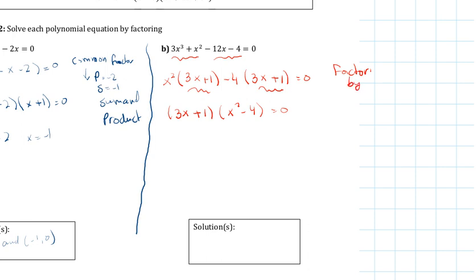Now I'm going to look if I can factor any more. And as you can see here, I can factor a difference of squares. So I have 3x plus 1, and then x minus 2, x plus 2 equals 0. So what I did here is I did difference of squares.